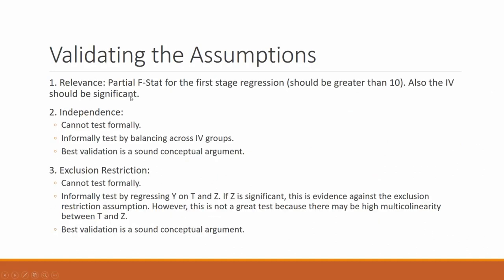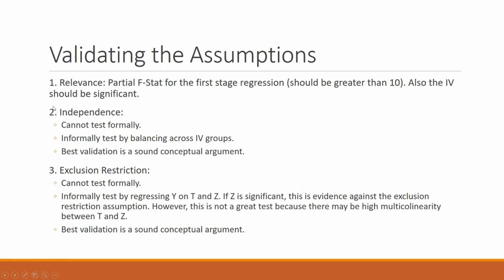And so we can use two ways of doing that. We can use the F statistic for the first stage regression, which should be greater than 10. That's our threshold. And also, the instrumental variable, Z, should be significant in the first stage regression. All right, so that's the relevance. I'll demo that.